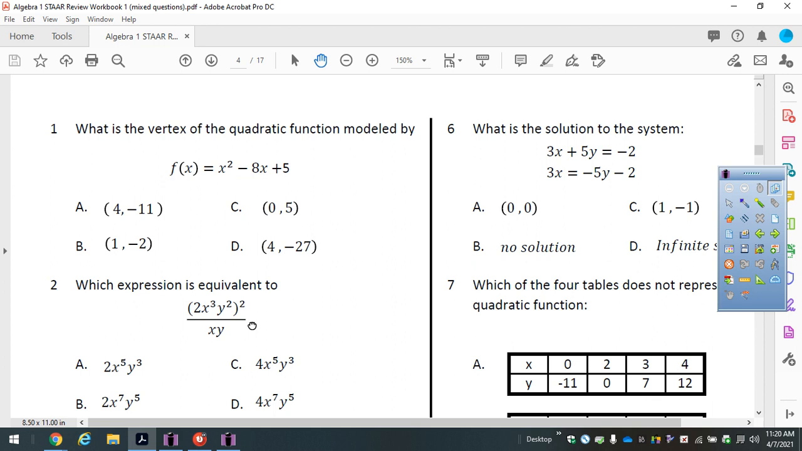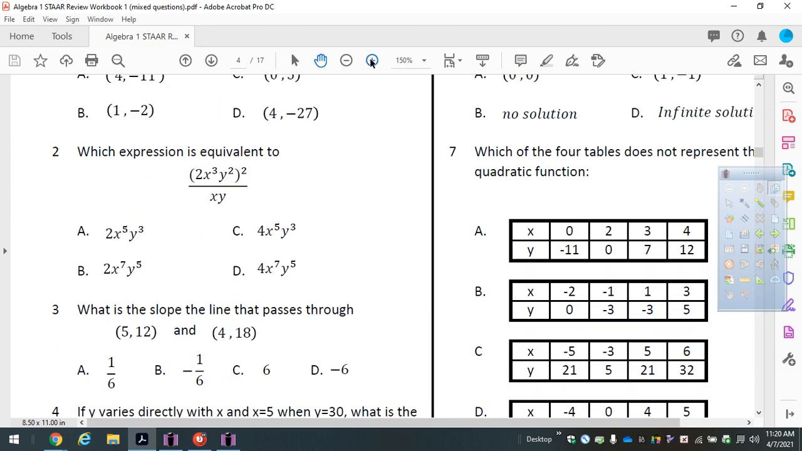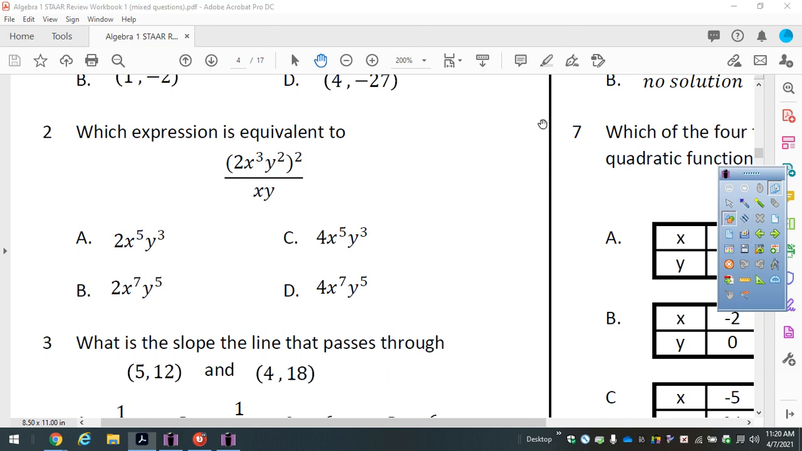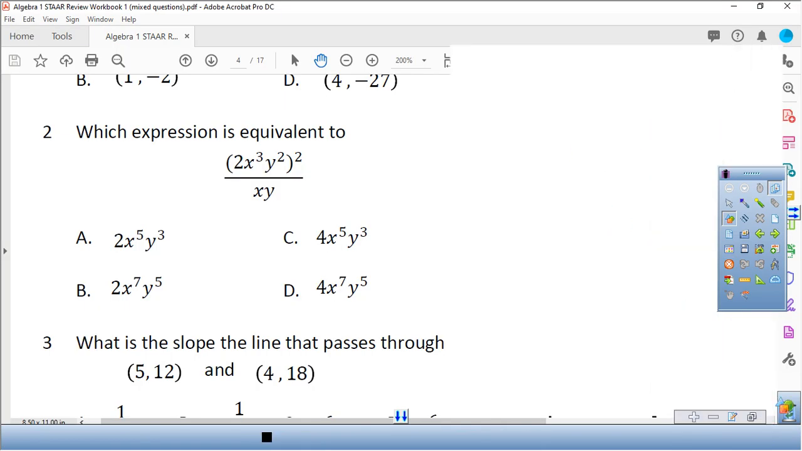Let me see. Next one. Which expression is equivalent to this? Now, this one's not too hard, but it's not too easy. We hardly use this. There will be like 3 questions of this on the STAAR test, so you have to be aware of this. This is called simplification or rewriting, making it neater than what's there.